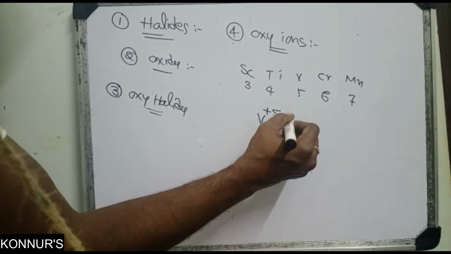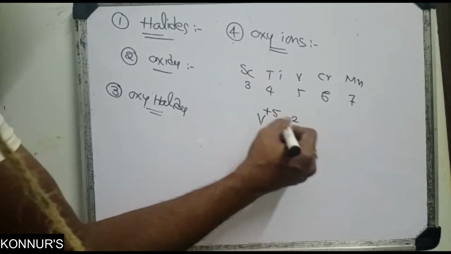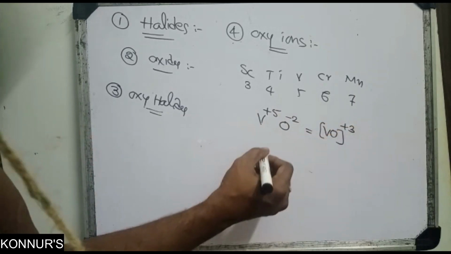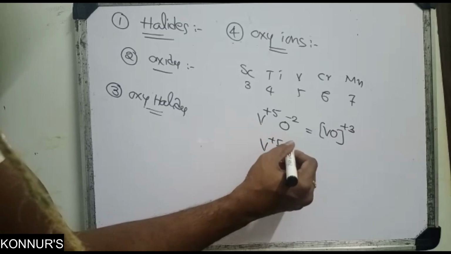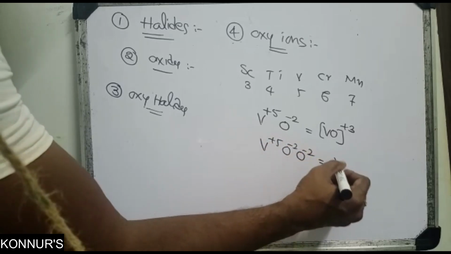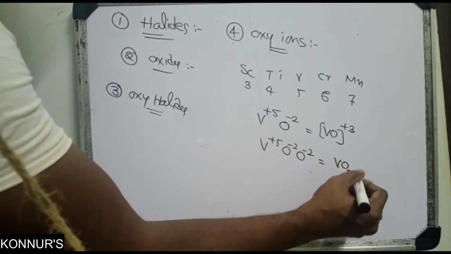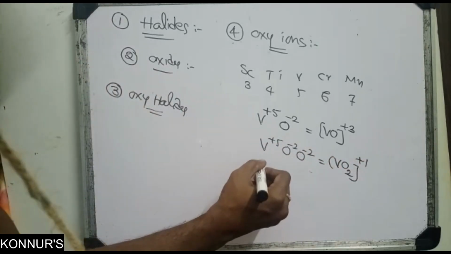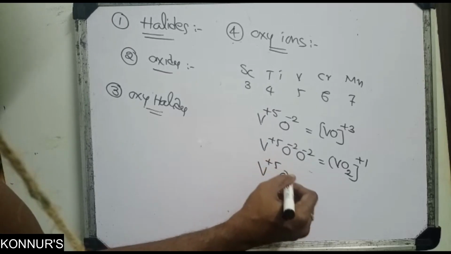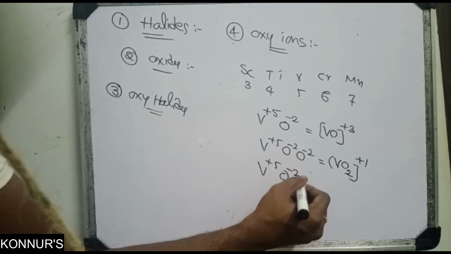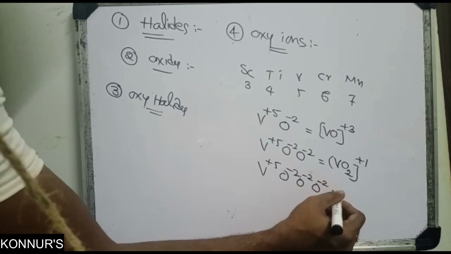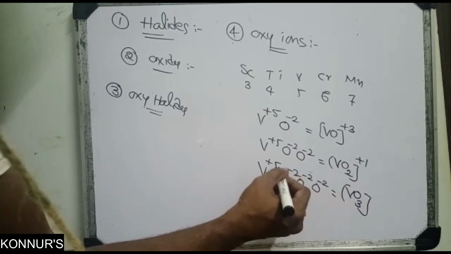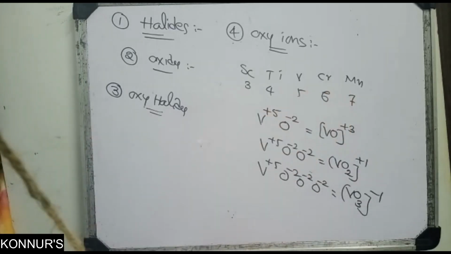I am adding one oxygen. So that means VO, remaining is plus 3. You can write vanadium plus 5, two oxygens you write, so that means VO2 plus 1. Next, vanadium plus 5, three oxygens you take. Then what happens? VO3. Above that, 6 minus, means 1 minus is extra.